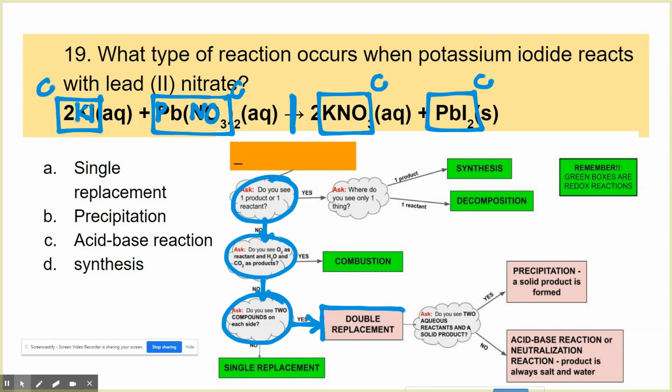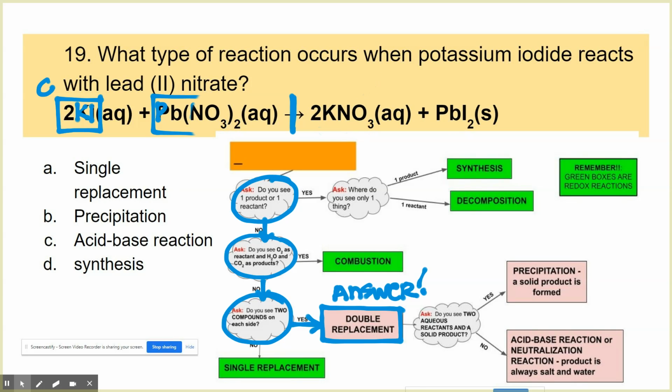So therefore we hit this box and that's the answer. This one is a double replacement. But remember, guys, if it's double replacement, it can have one of two special types. So let's see the bubble there.